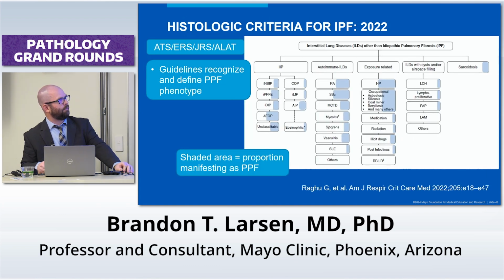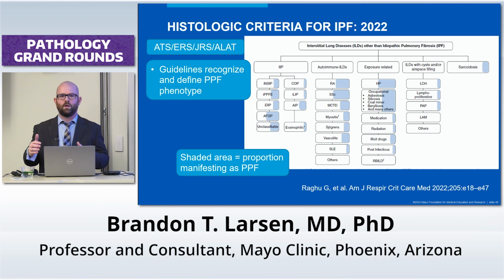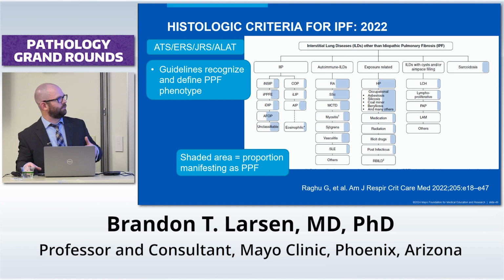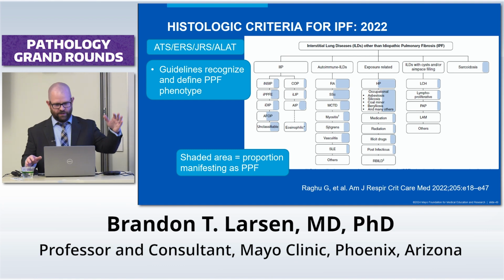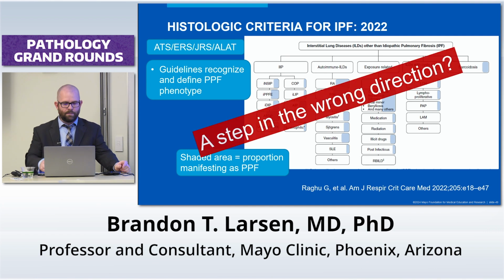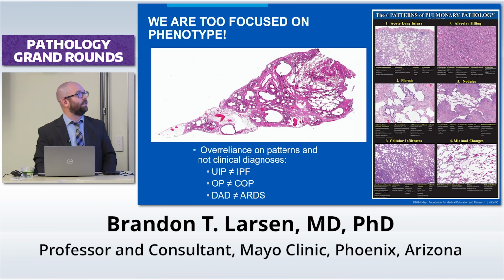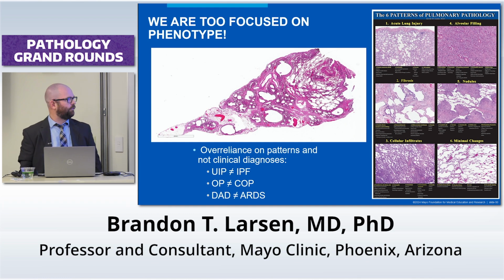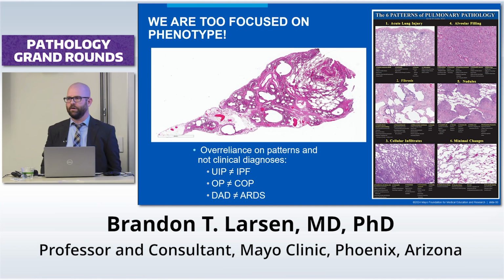And really all of the fibrotic interstitial lung diseases, we know now that a subset of patients, sometimes more often, sometimes less often, depending on the specific disease type, but some proportion of patients in all of these categories will progress clinically, and that's represented here with the shaded proportions of each of these diseases. So maybe we can just lump them all together, or maybe it's a step in the wrong direction. So I'll offer you this just as something to think about. I think in pathology for many, many years in interstitial lung disease, we've been too focused on phenotype. We pay attention to patterns. That's what we do.